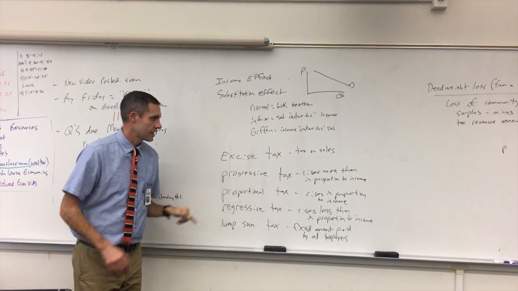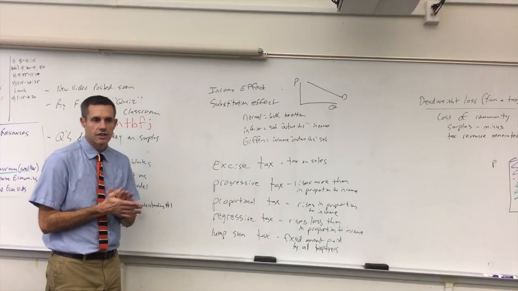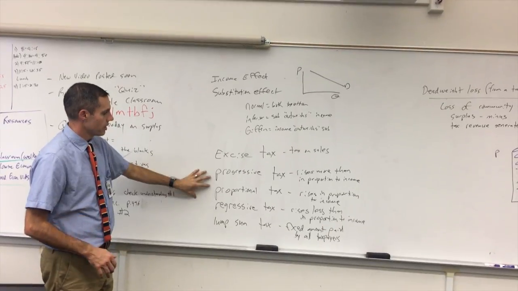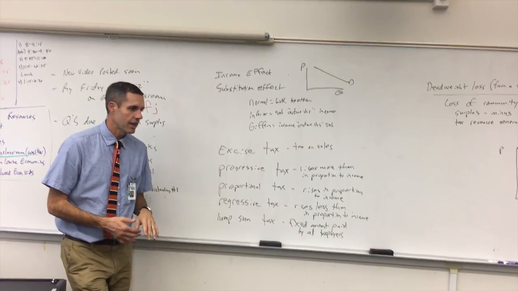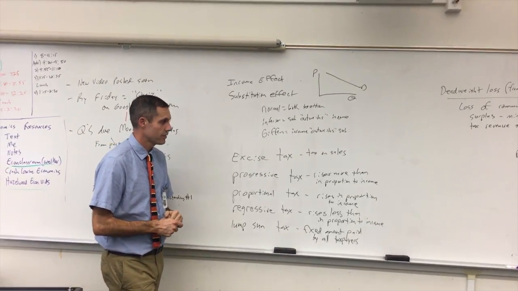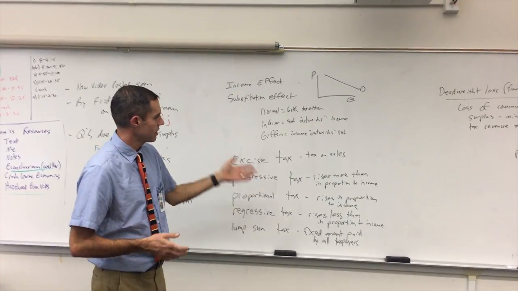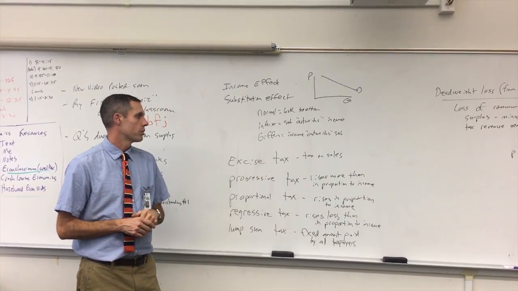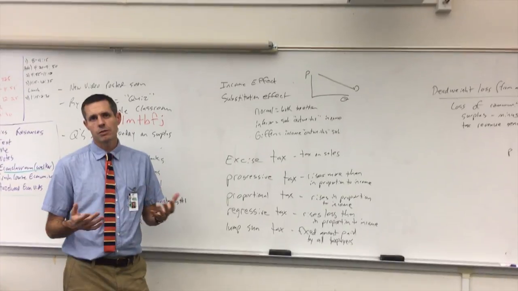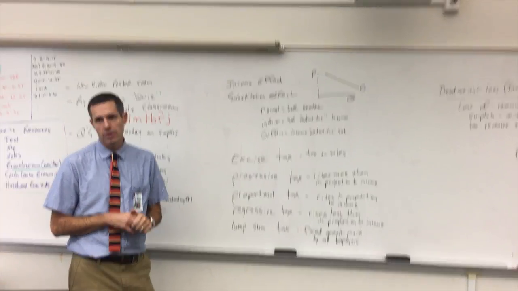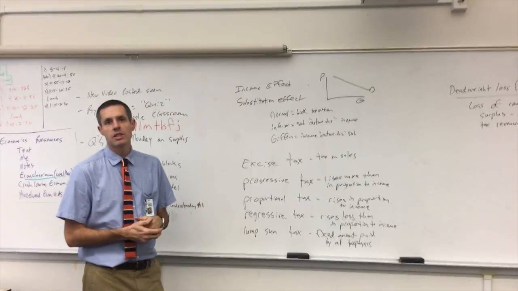Some new terms: excise tax, the tax on sales. That's a type we'll mostly diagram. Three other terms you'll hear, especially in the United States, two of which are progressive tax. Progressive tax, as it says here, rises more than in proportion to your income. So most of the income tax that you might hear you or your family paying, the more money you make, the higher percent your tax rate is.